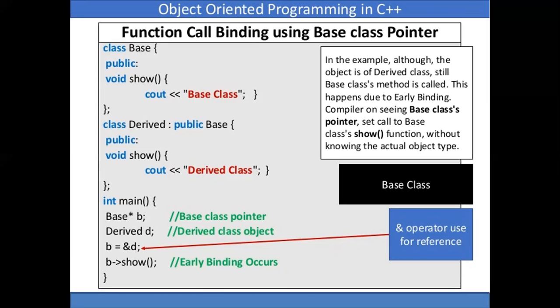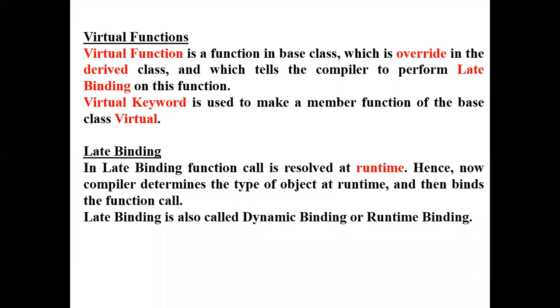If you want that with the base pointer, we can show the derived class object or derived class function, we have to use some other concept which is known as the virtual function concept. A virtual function is a function of the base class which is overridden in the derived class and which tells the compiler to perform late binding. Late binding means the binding is done during the execution of the program. The virtual keyword is used with a member function, and with this we can do late binding.